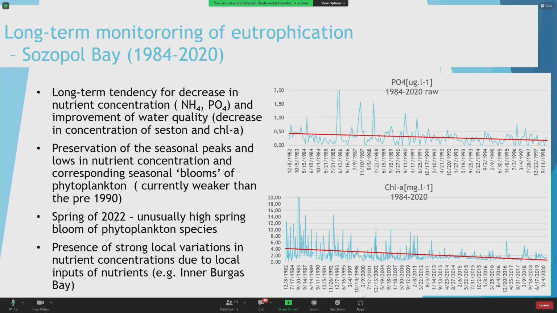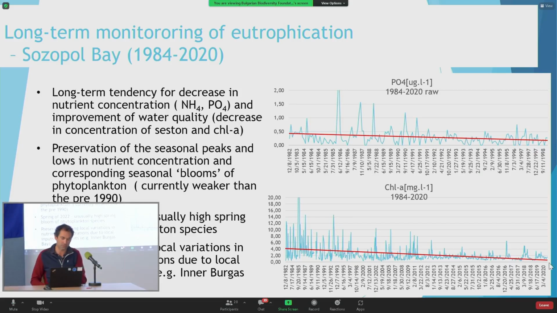This is one example of this long-term series of concentrations of nutrients in the coastal waters, this one from Sozopol. There is a long-term tendency for the decrease in concentrations of nitrogen and phosphates, which are the main drivers for change in productivity of the marine waters. So there's a long-term tendency, I don't know if you see the data, from the 1980s until the current, well, this is a shorter time series, but it continues until presently.